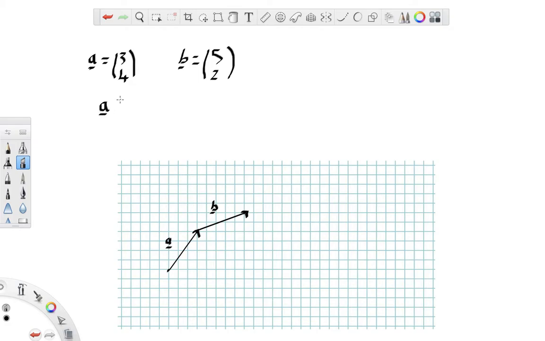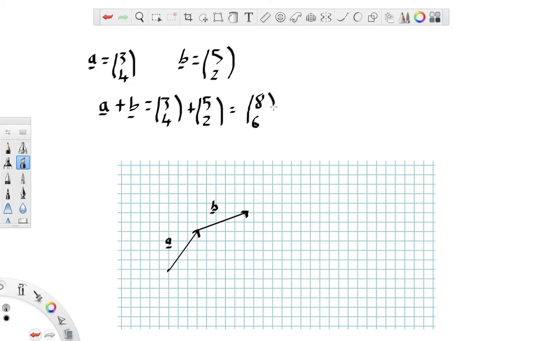So what we'll do is we'll add them together, and then we'll have a look at our diagram. So A plus B, well, that's 3, 4 plus 5, 2, like that. So again, we add the horizontal components, so the tops, so 3 plus 5, well, that's 8. Then we add the bottoms, well, that's our vertical components, which is 4 plus 2, well, that's 6, like that.